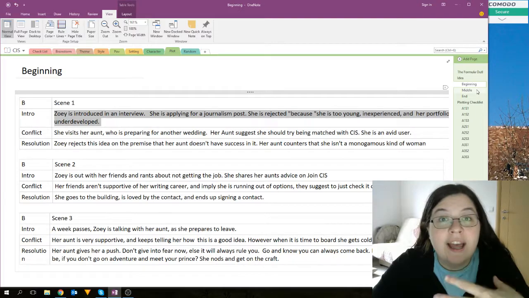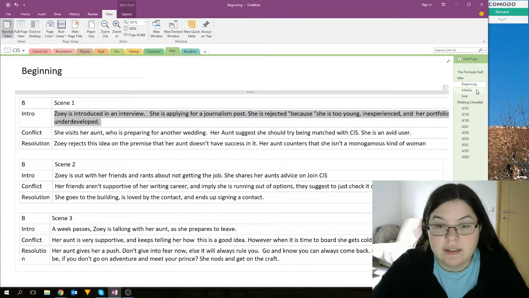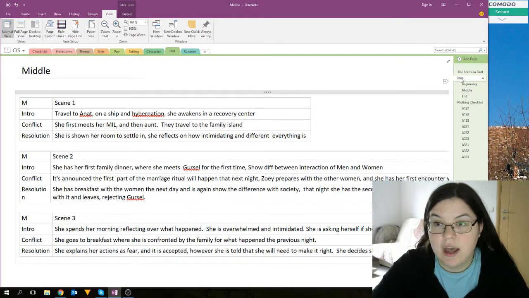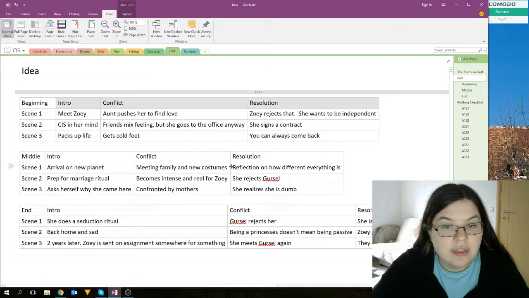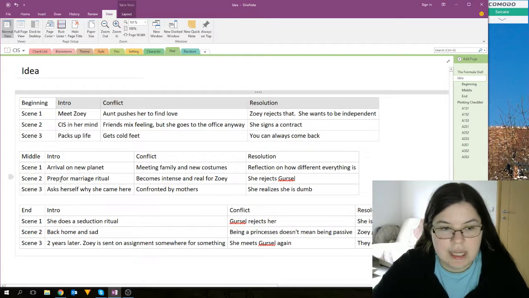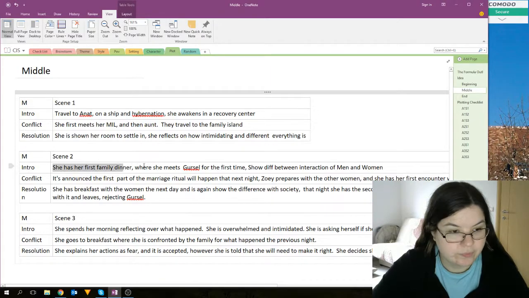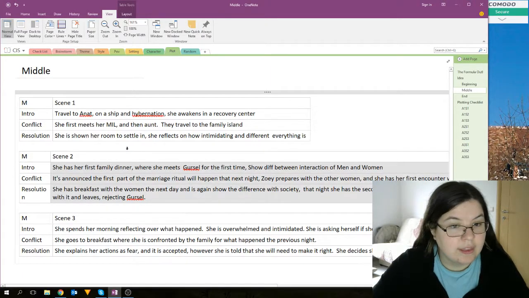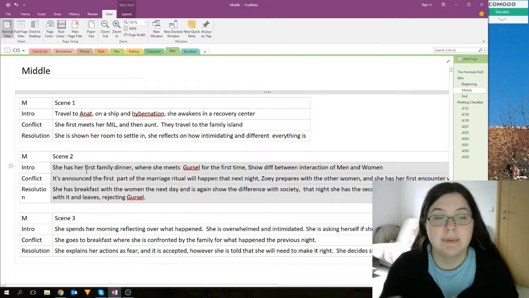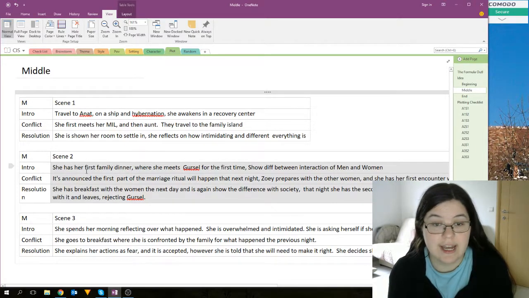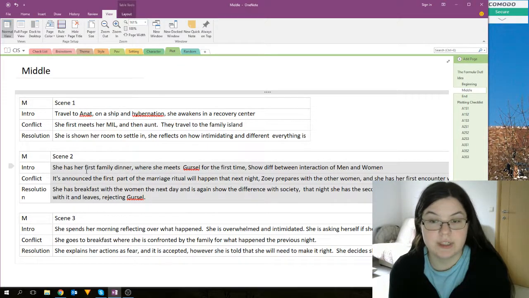And where I found that I had issues was in the middle scene, because up here, we go from reflection to how everything is different to them just getting married. And I didn't like that, so when I wrote the middle, these 3 are basically like scene A, scene B, scene C, because she has a family dinner, she meets Giselle for the first time, and she's shown the difference between the interactions of men and women together.